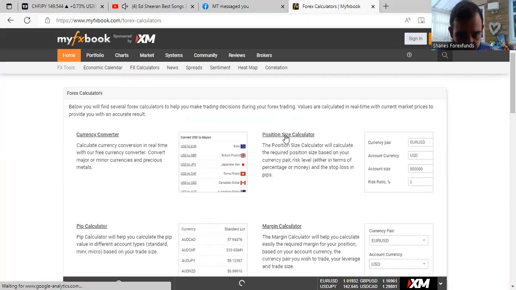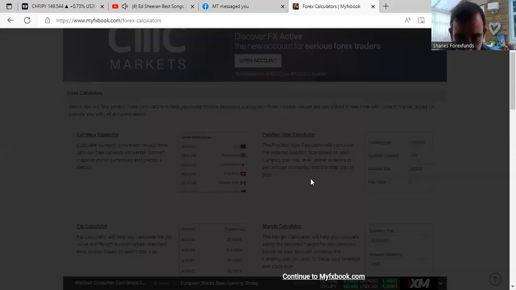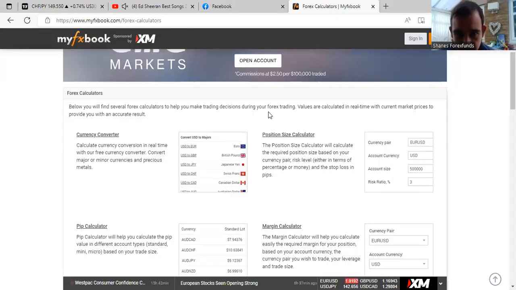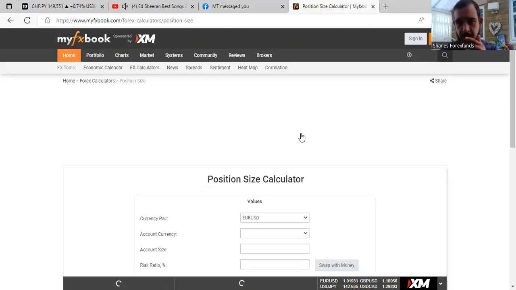Okay. Position size calculator. Just get rid of the pop-ups. Position size calculator, because we want to work out how much money we want to risk on the market. We don't want to just be jumping in, buying, selling, not understanding how much money we're actually risking on it. And this is where the drawdown limits come in on the FTMO.